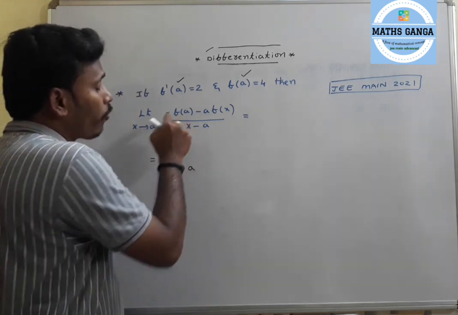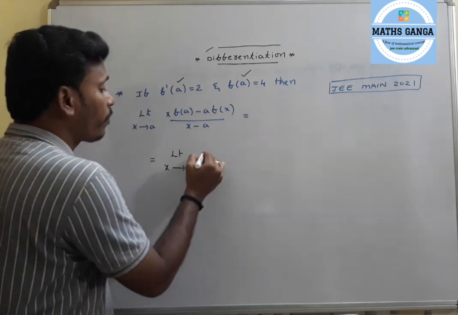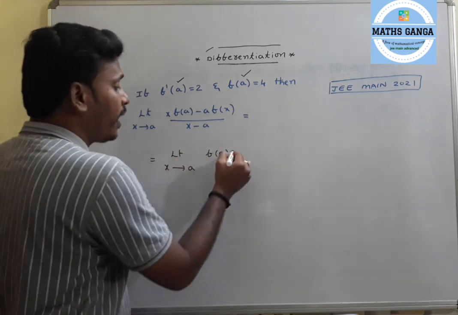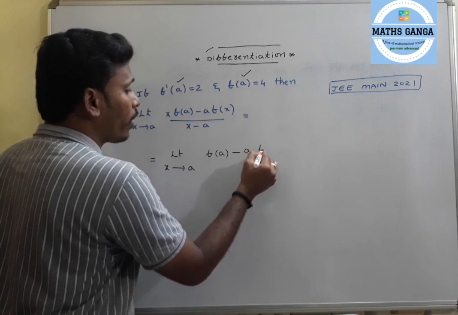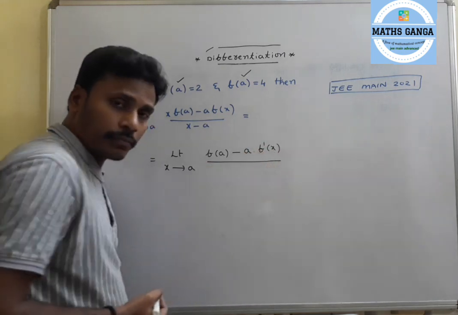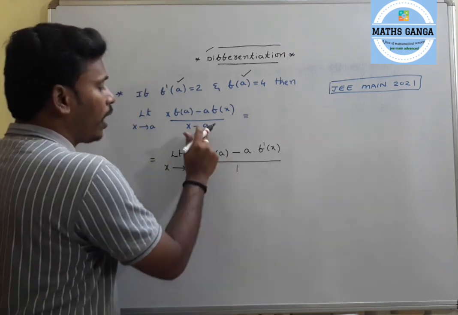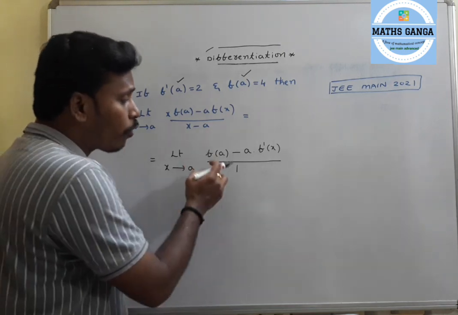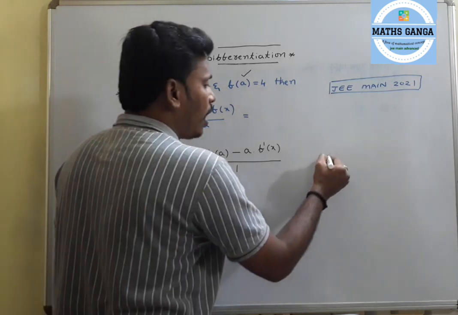Here x into f of a is given. What is its differentiation? Since f of a is a constant, the derivative of x into f of a is just f of a. Minus, since a is a constant, a into the derivative of f of x is f dash of x, divided by x minus a. The derivative of x is simply 1 and the derivative of a is 0. So we have this limit x tending to a, f of a minus a into f dash of x by 1, just by using L'Hospital rule.